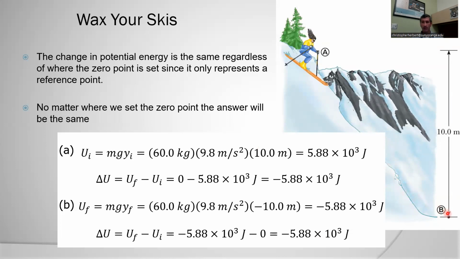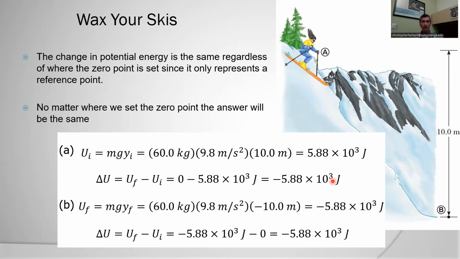At the base of the hill, y goes to 0. So I say that my final potential energy is 0. Final minus initial, I'm looking for change in potential energy, final minus initial, becomes negative 5.88 times 10 to the 3 joules. So I know that energy I've lost has gone someplace. Probably most of it's become kinetic energy.